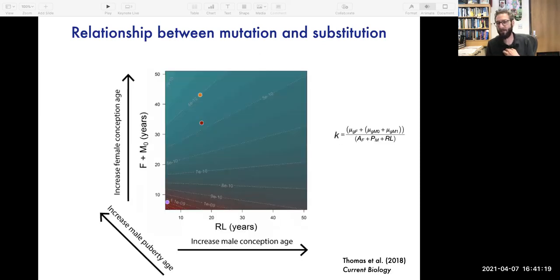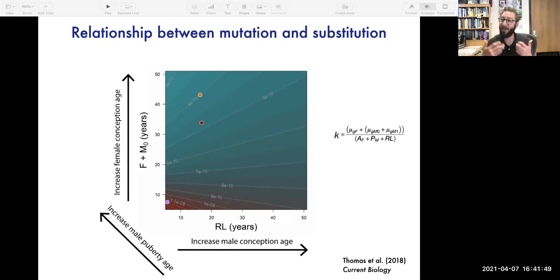And we can plug some of the relevant parameters: male conception age, when males hit puberty, when females have kids. And the purple dot at the bottom is owl monkeys. That is estimated to be the fastest rate per year. And macaques are estimated to be, that's the red dot, at an intermediate rate, and humans are estimated to be the slowest at the top. So we get a qualitative association, but actually our estimates of the rate are way off.